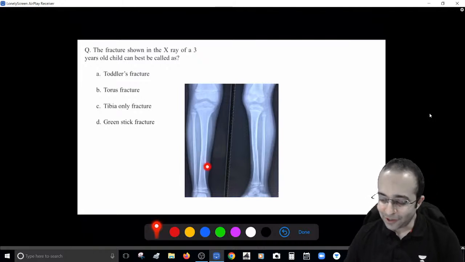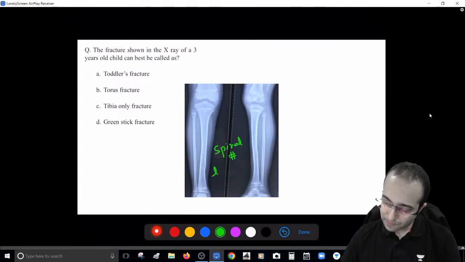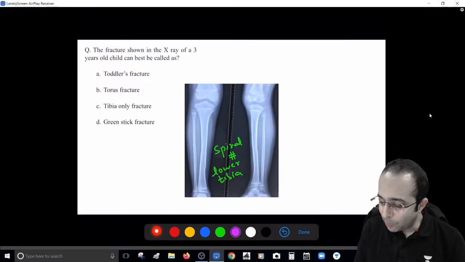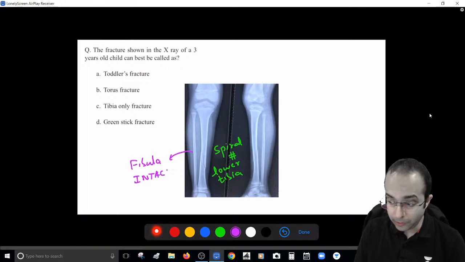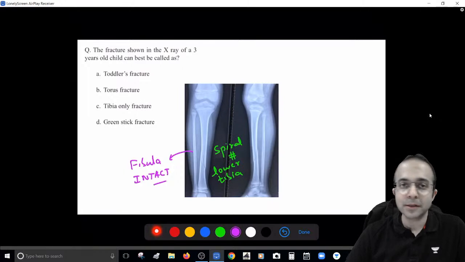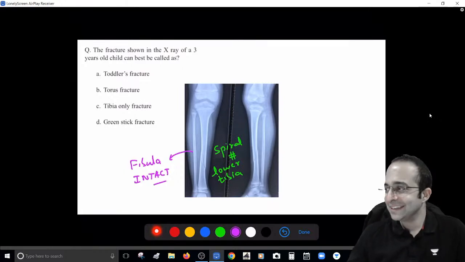So there's a fracture here in the tibia, a spiral fracture involving the lower tibia. Fine. Now what's classical about this fracture? Look at the fibula. Absolutely intact. The tibia has a fracture, but the fibula is absolutely intact. No, this kind of an injury can only happen in children. So it's a greenstick fracture.